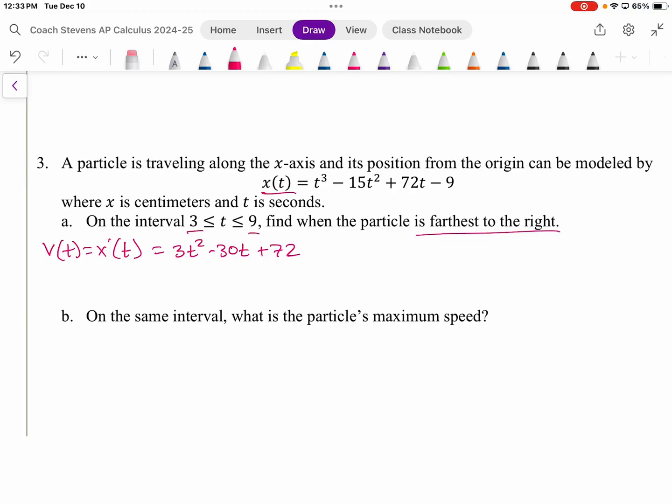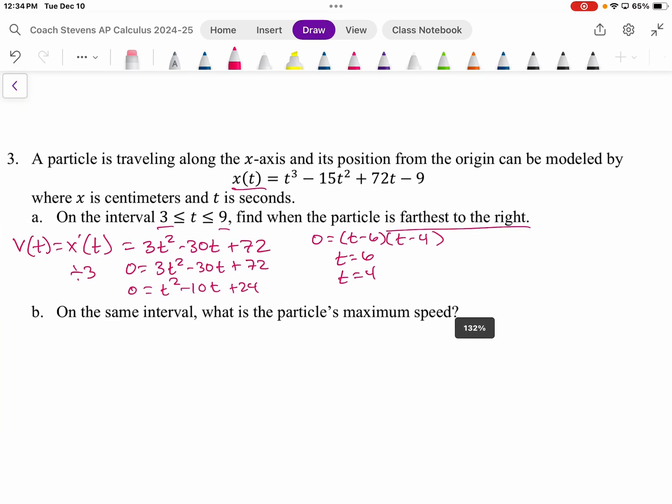I now need to solve for my t values. So I'm going to set that equal to 0. I'm going to divide through by 3 to start off with to make it easier to factor. That gives me 0 equals t squared minus 10t plus 24. That was a heck of a lot easier to factor. That means it's t minus 6 and t minus 4. And therefore my two t values are t equals 6, t equals 4. Those are my potential max and mins. But again, this is a closed interval.